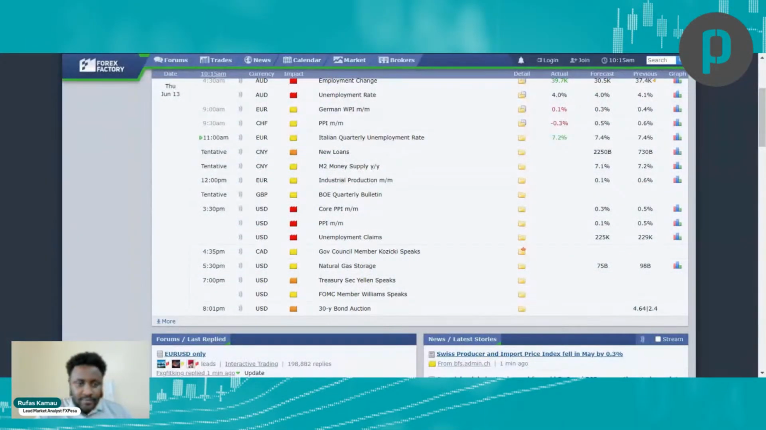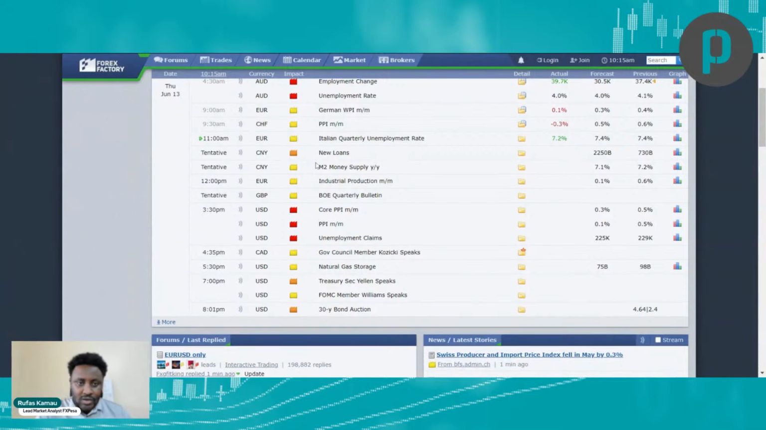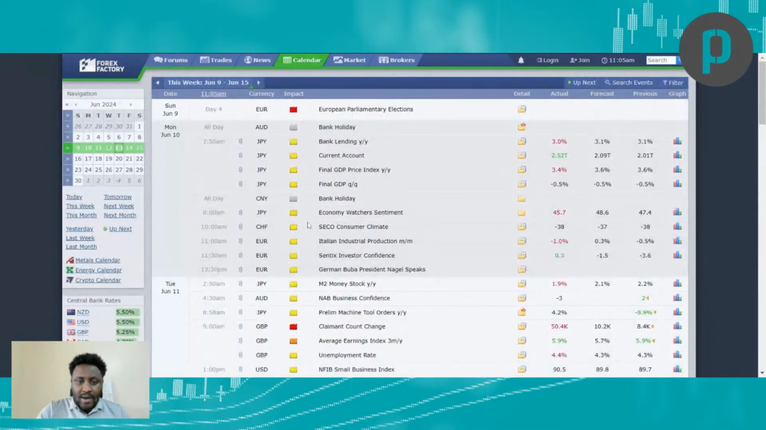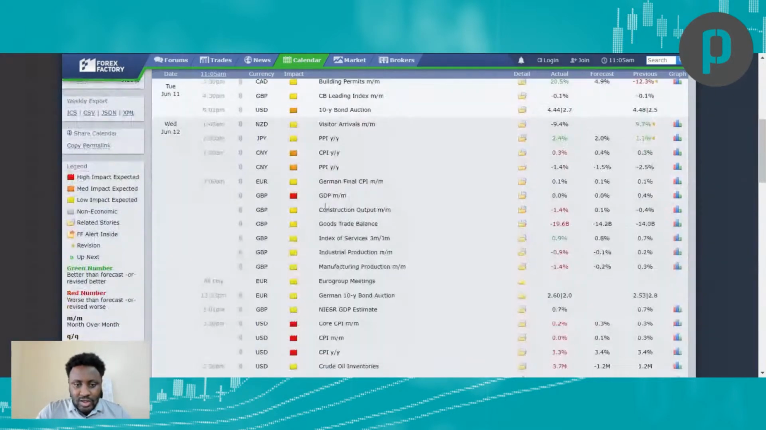So let's get things started. First of all, we'll be looking at the economic calendar. I'm hoping everyone can see this. So this is Thursday, but before we look at Thursday, let's go through the full week with key reference to what happened yesterday on Wednesday the 12th.